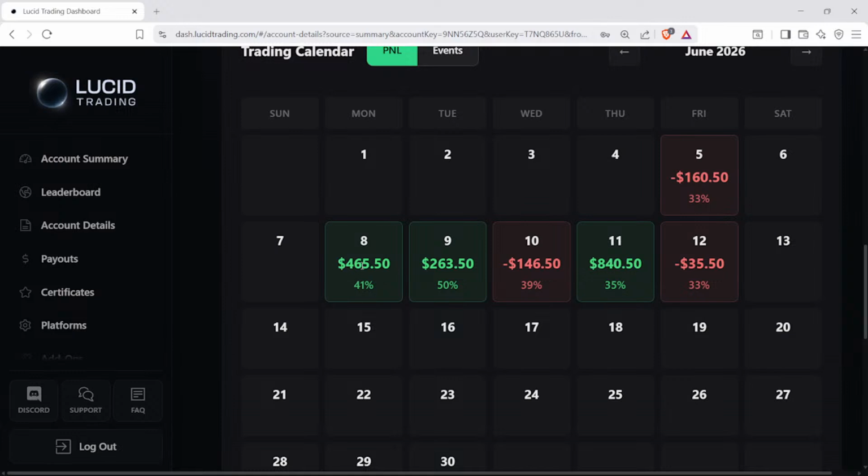So Monday made 465.50. This 41% is the 41% consistency rule based on this here, my first day of trading. So I had 50% consistency here, which means that this was my highest, 465. So this was 50% of this 465. So I was at 50%. I was within the rules. So if I had 5 days and this was 50% on this day, I would be okay for a payout if I was funded, but I'm not funded.